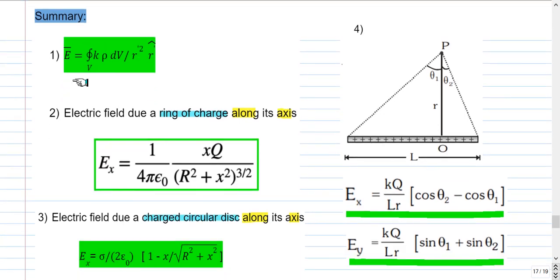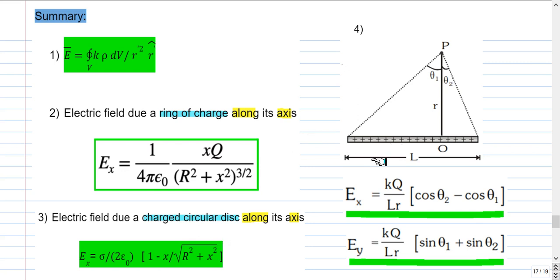To summarize, the electric field due to a volume charge distribution is given as the volume integral of k into rho dV divided by r prime square into r prime cap. K is 1 by 4 pi epsilon naught. Electric field due to a ring of charge along its axis is 1 by 4 pi epsilon naught q into the axial distance divided by the cube of the hypotenuse distance. Electric field due to a charged circular disk of radius r along its axis is sigma by 2 epsilon naught into 1 minus the axial distance x divided by the hypotenuse distance, square root of r square plus x square.